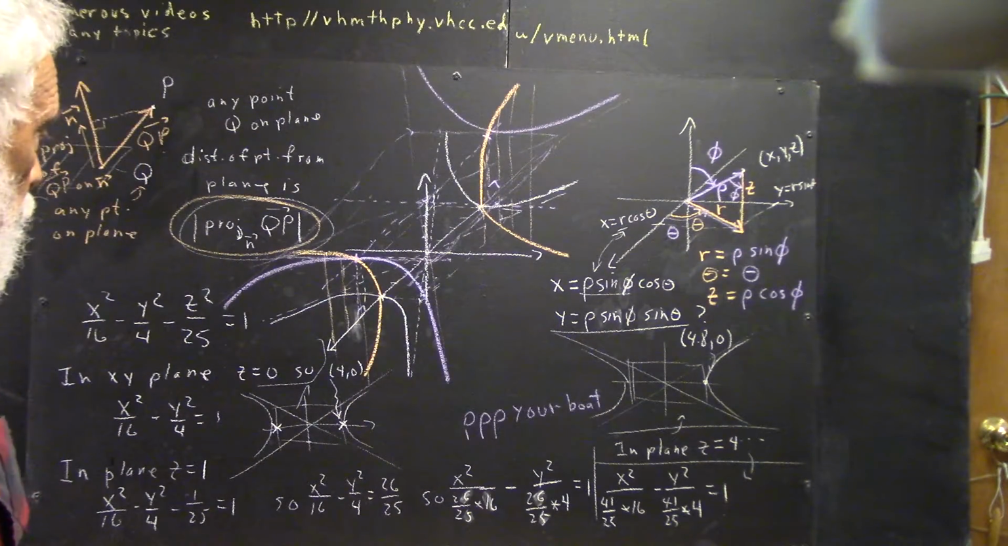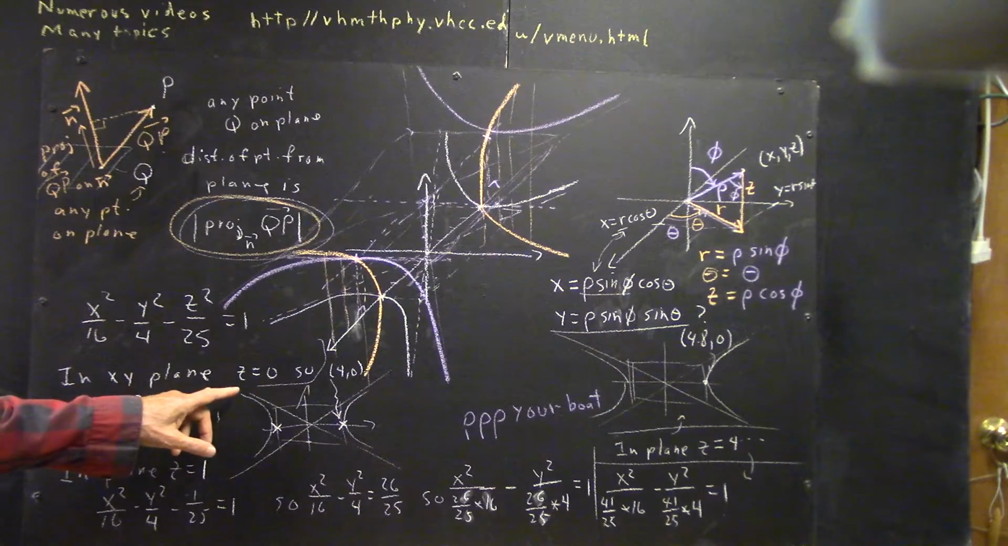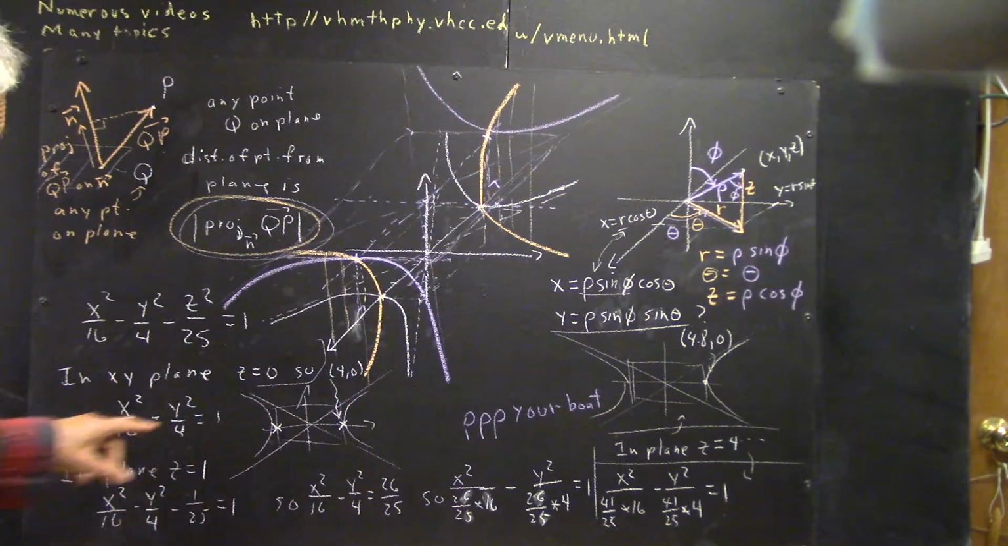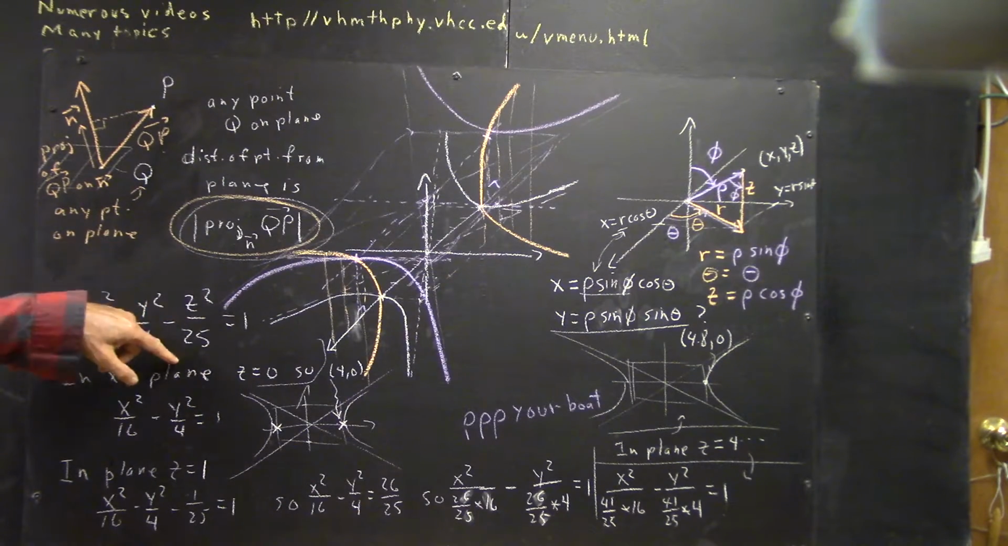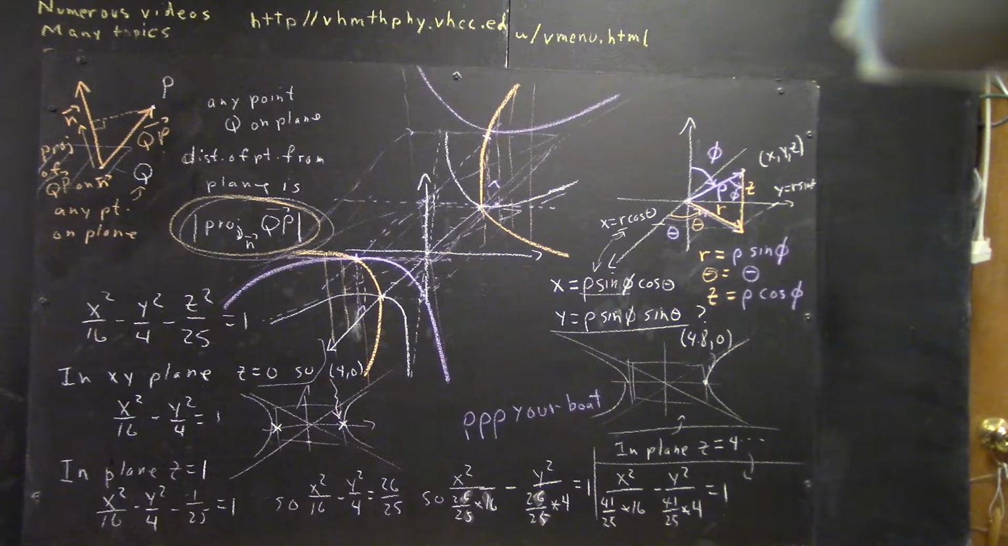Okay, now we turn to the quadric surface defined by this equation. If we want to picture this quadric surface in the xy plane, well, the xy plane is defined by z equals 0, so we get z equals 0. What's left is x squared over 16 minus y squared over 4 equals 1.